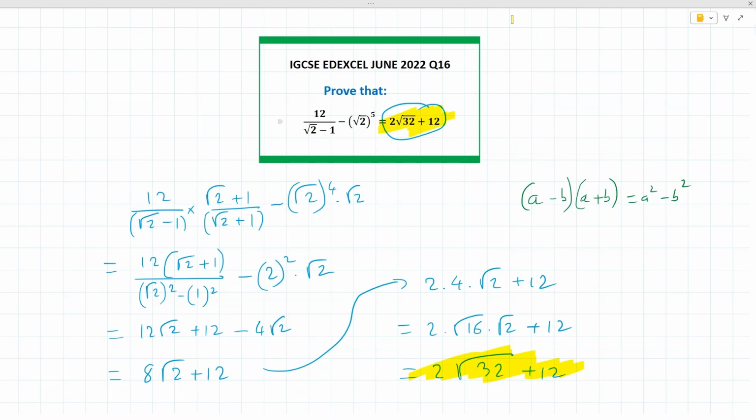And so we get the marks for IGCSE question 16, and we're happy, and we move on to the next one.